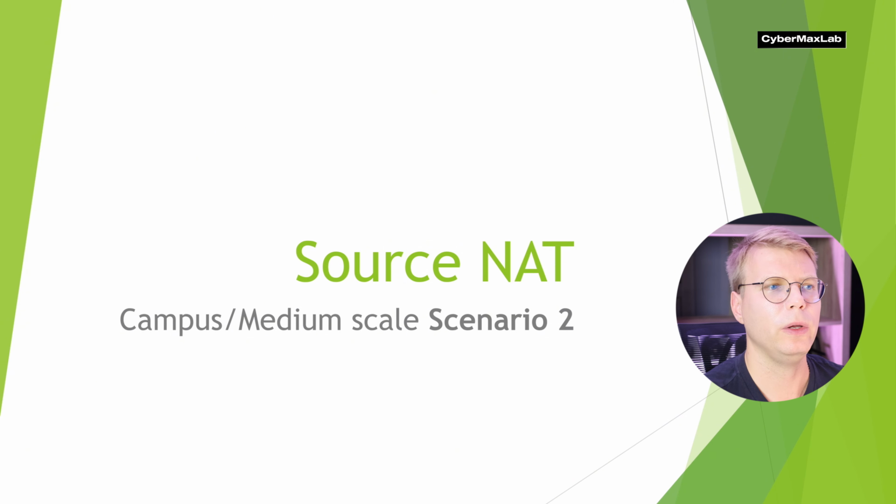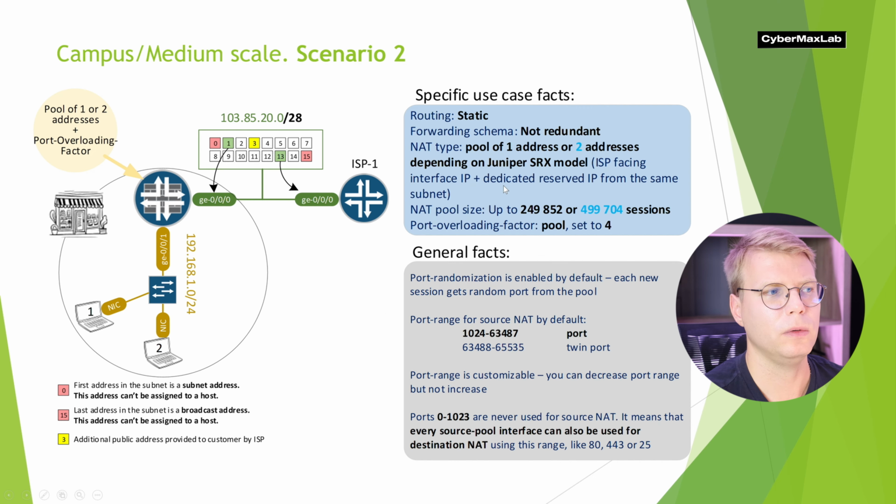Next, continue with campus medium scale scenario 2. In this scenario, we also consider renting an additional public IP address from the ISP facing subnet. But in this case, we'll do it a little bit differently. We can create a pool consisting of 1 or 2 addresses depending on the model of the SRX you have, and then set the port overloading factor to 4. In this case, we have around 250,000 or 500,000 sessions for our pool size.